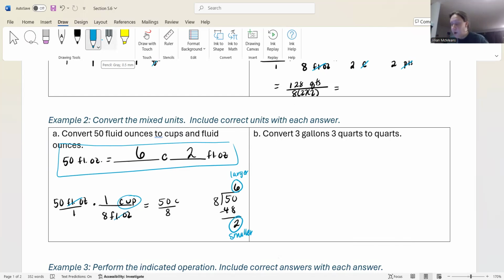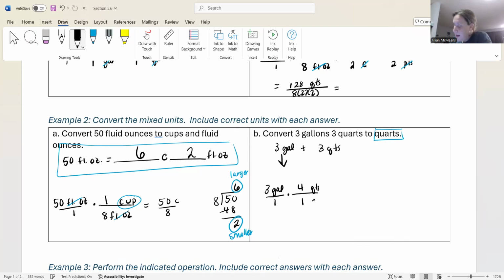Now for part B, we have 3 gallons, 3 quarts. That's like one whole measure, like one big batch of, I don't know, punch or something. And we want to convert it to just quarts. We can totally do this. What we need to do is understand that this is like 3 gallons plus 3 quarts. So I want to convert 3 gallons to quarts and then just add that to the 3 quarts that I already had. So we have 3 gallons. I need to multiply that by a unit fraction that relates quarts and gallons. I know there are 4 quarts for each gallon.